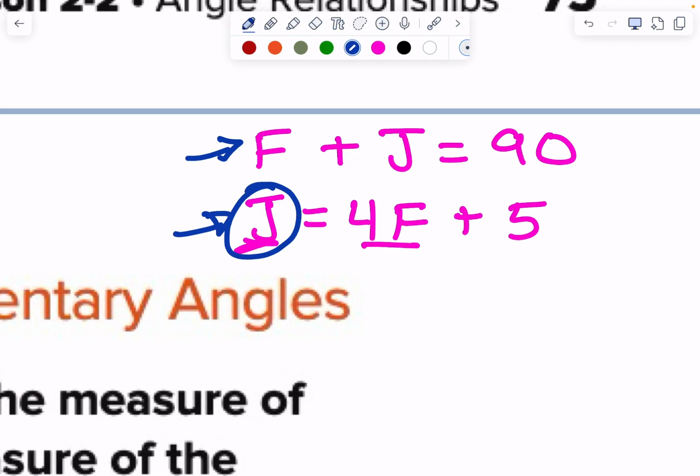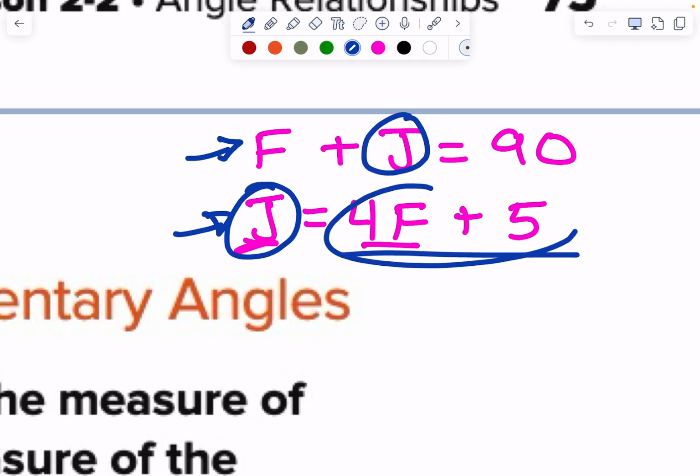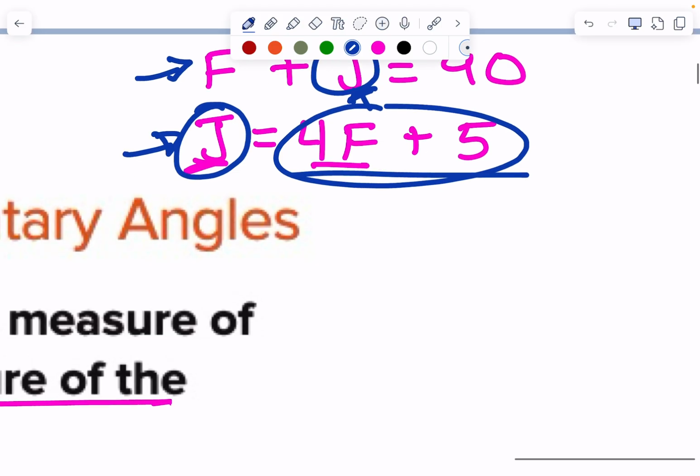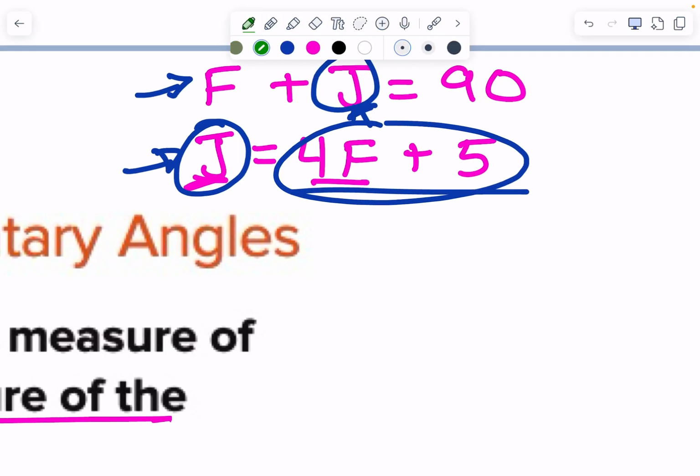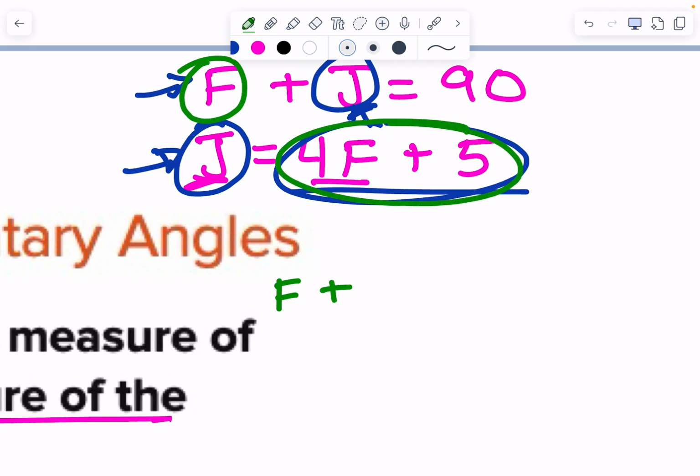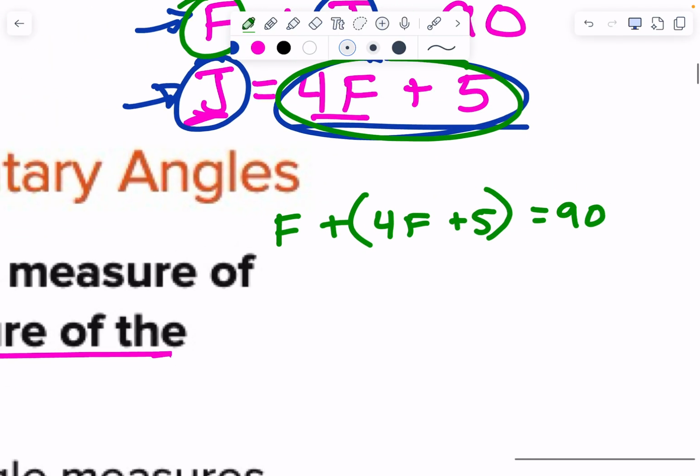I know that J is this much, right? So I'm going to take this J, and I'm going to plug him in there. That is the process of substitution. Have you heard substitution before? Okay, so now this guy, F, is just staying over here. He's just F plus, but now this guy gets plopped in there, 4F plus 5. That got plopped in there for J. Equals 90.